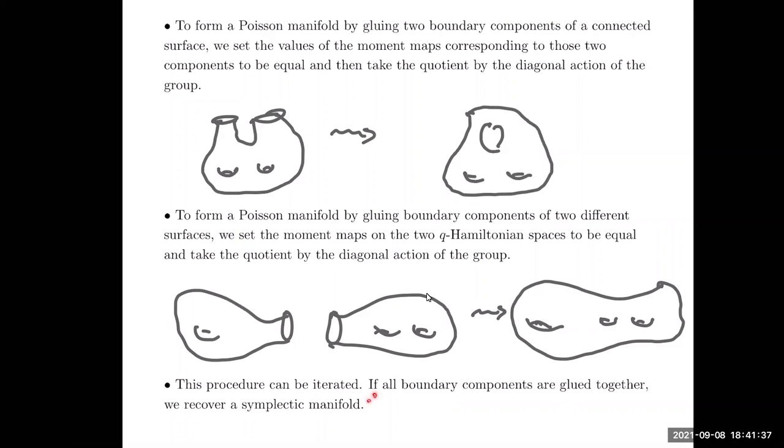And this procedure can be iterated. So if in the end all the boundary components are glued together, you recover the corresponding character variety as a symplectic manifold.